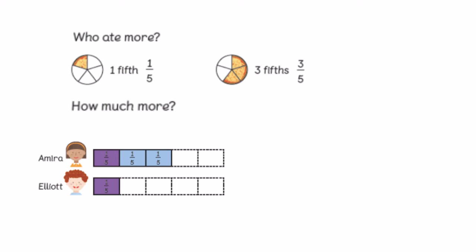To find out how much more Amira ate, I need to use subtraction. This is my number sentence. 3/5 take away 1/5 equals 2/5. So I've started with how much Amira ate, I've taken away the amount Elliot ate, and what I'm left with is the difference. I'm left with how much more Amira ate.